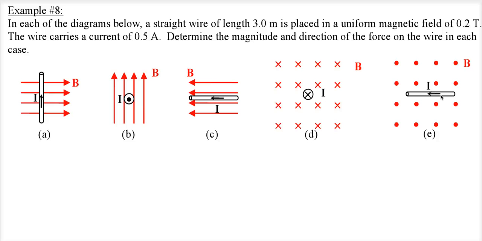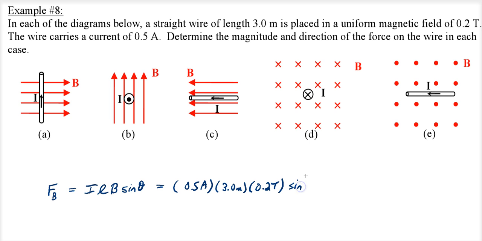Let's calculate the magnitude of the force. To calculate the magnitude of the force, we could use the formula FB equals I times L times B times the sine of the angle between the current direction and the magnetic field. So if we substitute in here, we're going to have the current of 0.5 amps in each of the cases. The length of the wire is given as 3 meters. The magnetic field strength is 0.2 teslas. And the angle, often in many of these examples, is 90 degrees. So let's go ahead and calculate what that magnetic force would be. And that works out to be 0.3 newtons.